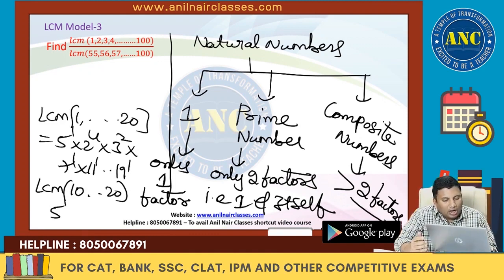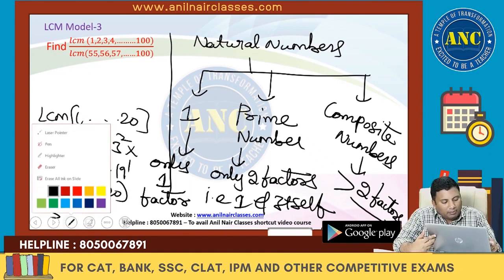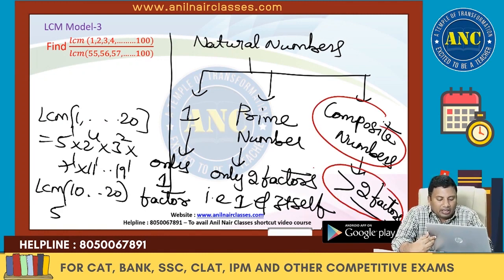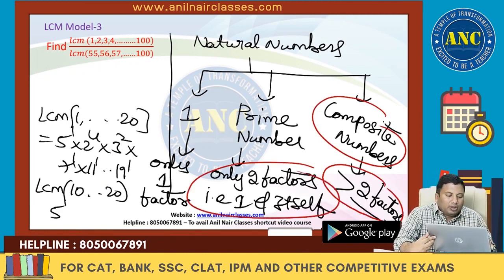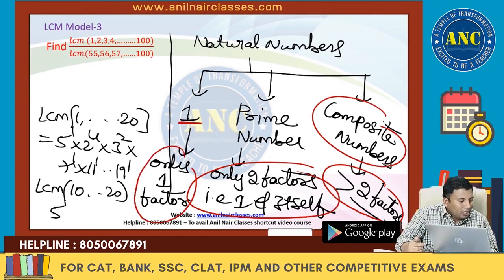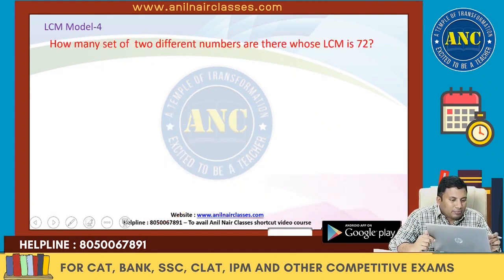Balaji asked me what a composite number is. I hope you got the idea. A composite number is a number which has greater than 2 factors. A prime number has only 2 factors. Only 1 factor, it is 1. Right? Shereen, I already explained that problem 3 times, so I am skipping.